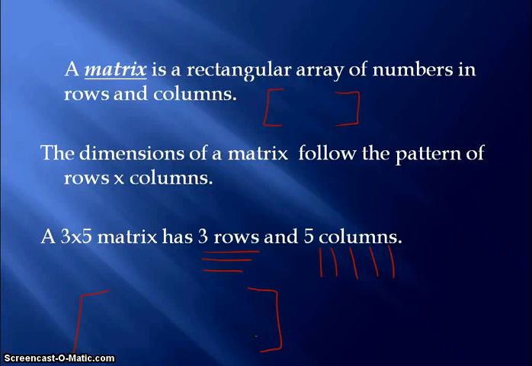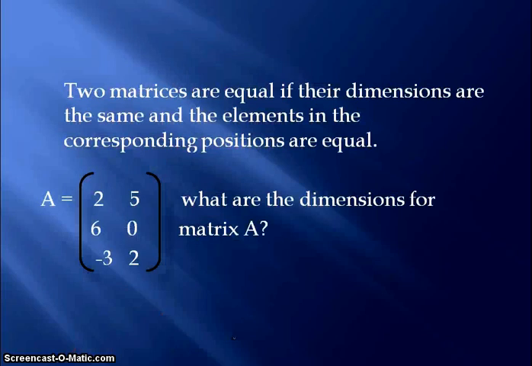So I could have 1, 2, 3, 4, 5, 8, 9, 10, 4, 3, 2, 1. Elements can repeat. That's just one example. We have 3 rows and we have 5 columns, so that's just a random 3 by 5 matrix. Two matrices are equal if their dimensions are the same and the elements in corresponding positions are equal.